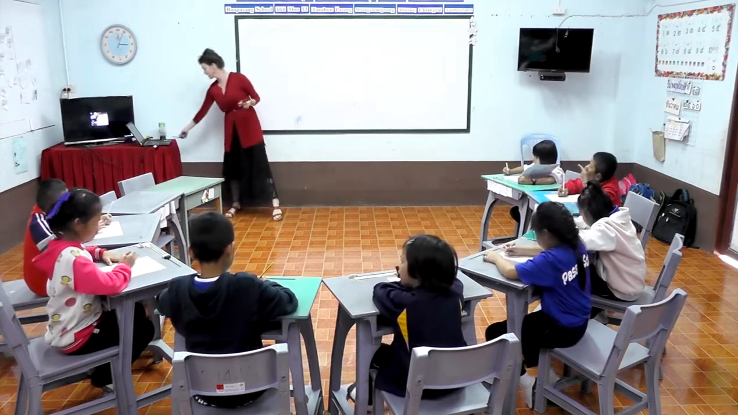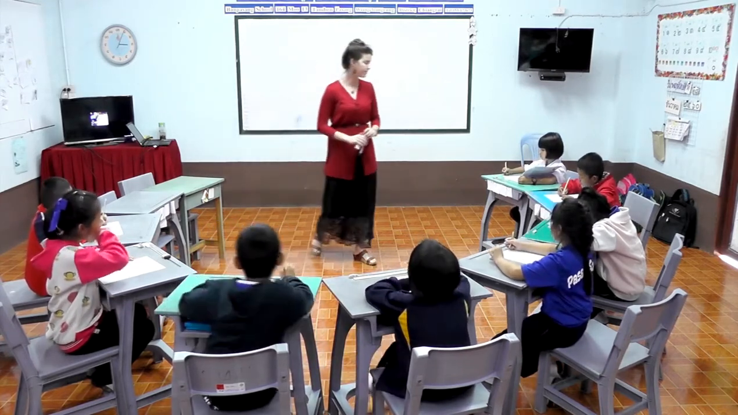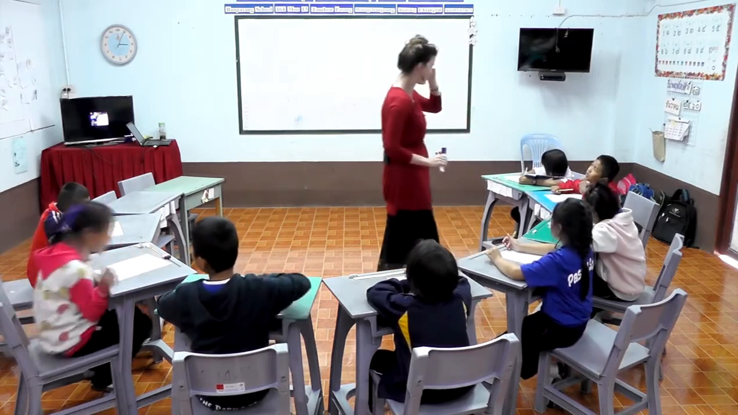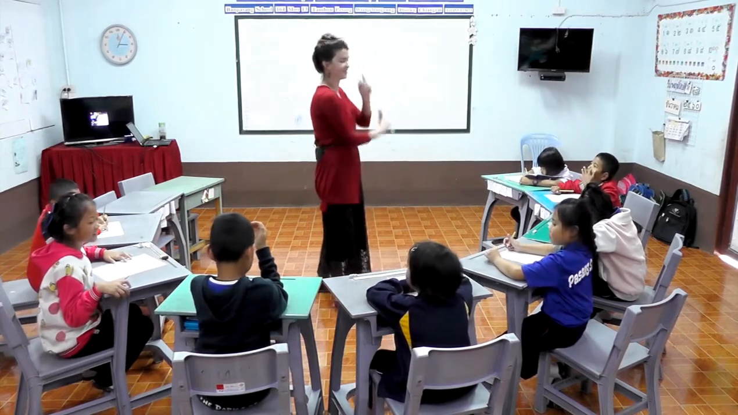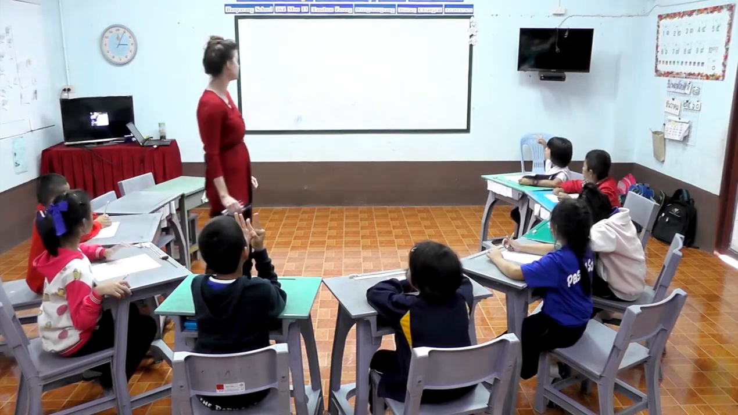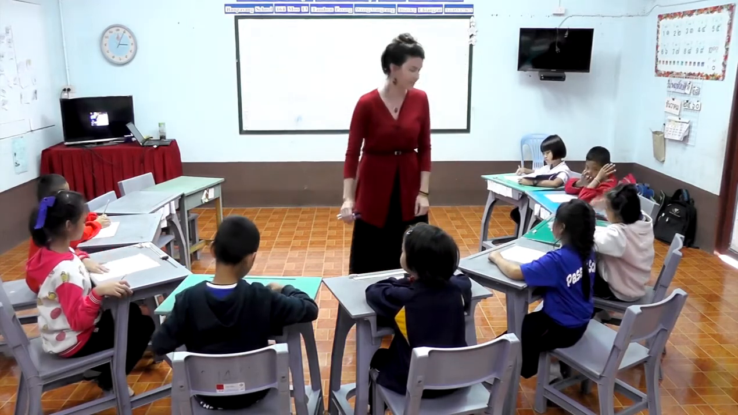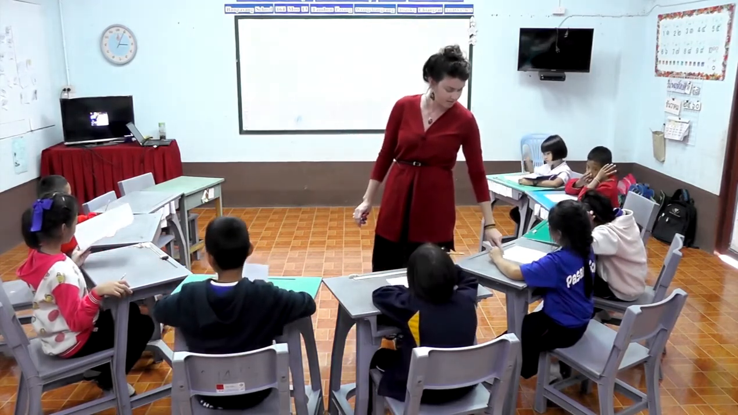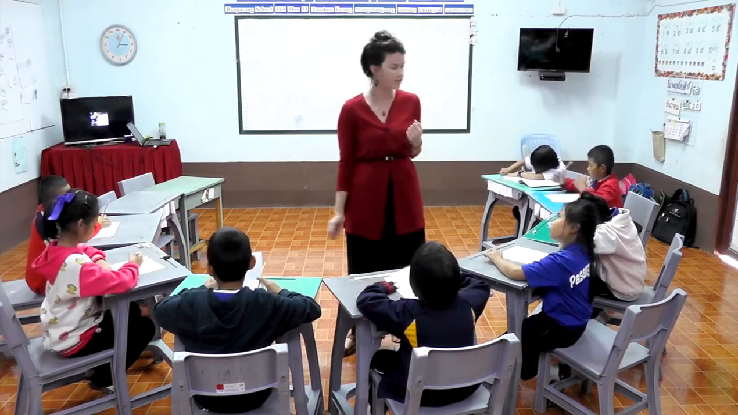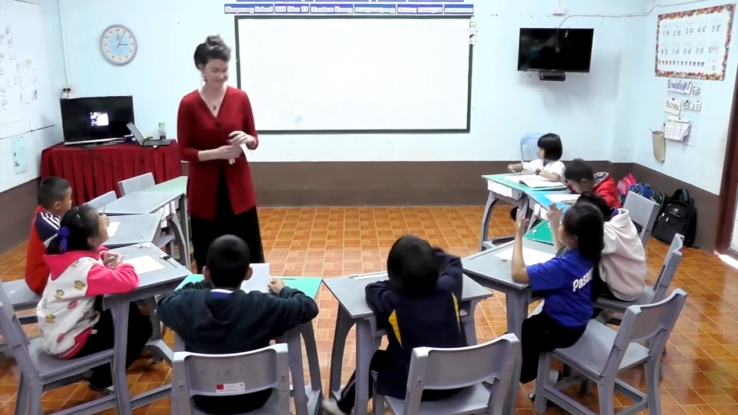8 divided by 2. Finish. 9 divided by 3? Let's see. Everybody ready? Number 7. Almost. Okay, and write your answers. What's 6 divided by 2? It's easy for you. Good.